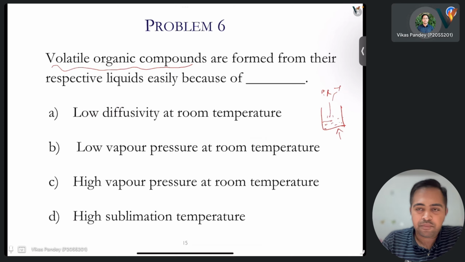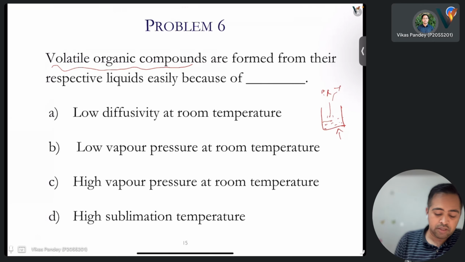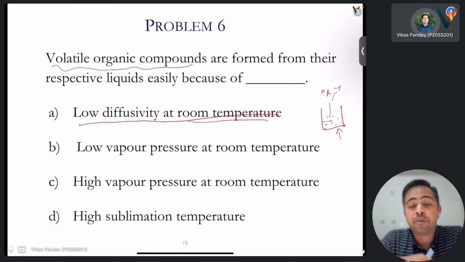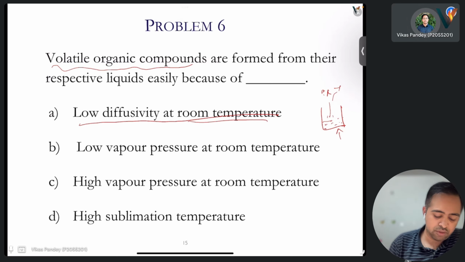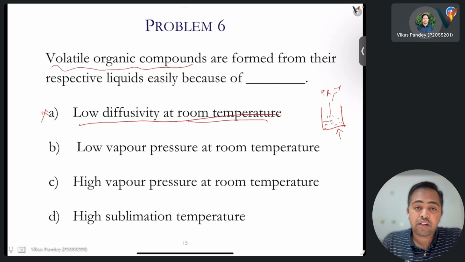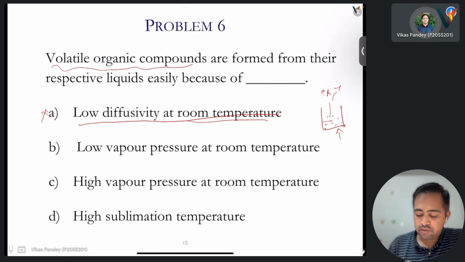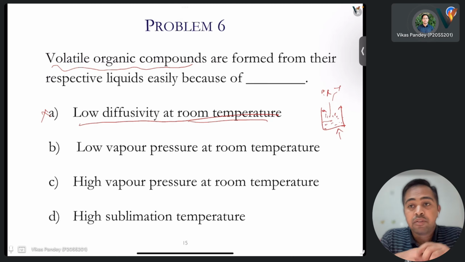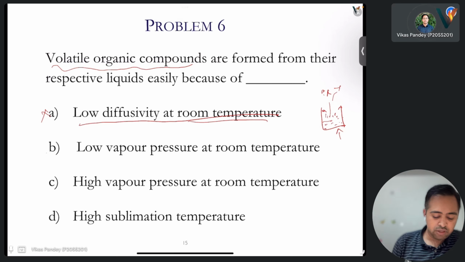Okay, so let's take one by one. Low diffusibility at room temperature. So that means it is not easily diffusible at room temperature. If it was so, it will not actually move from one place to another in the environment. So this should be wrong. We'll see. According to me, it should be wrong. Okay. Low vapor pressure at room temperature. So it has low vapor pressure, and that means it is very stable at room temperature. If it was so, it will remain in its state. Okay. So this should also be wrong.